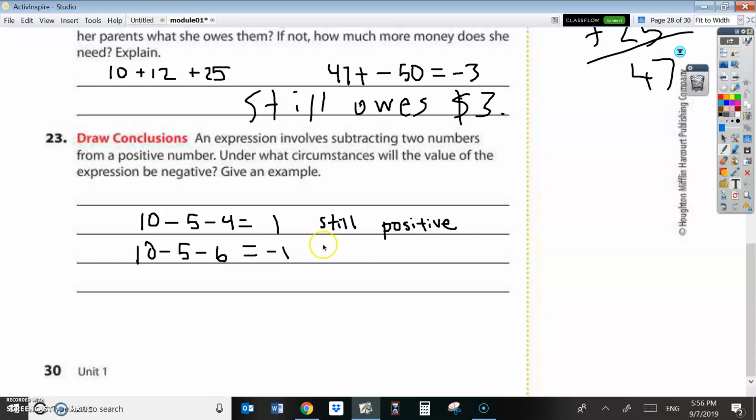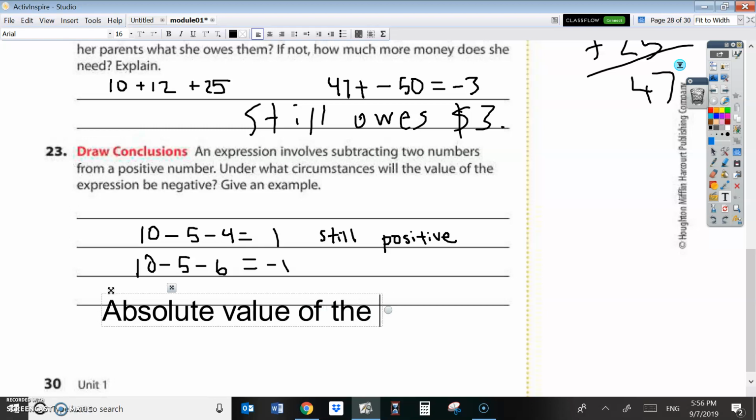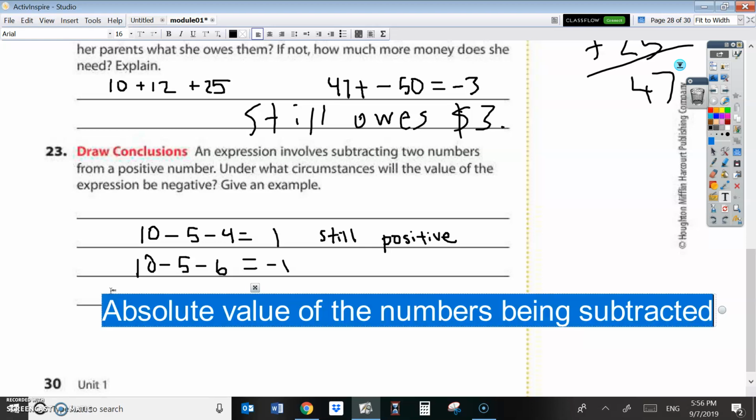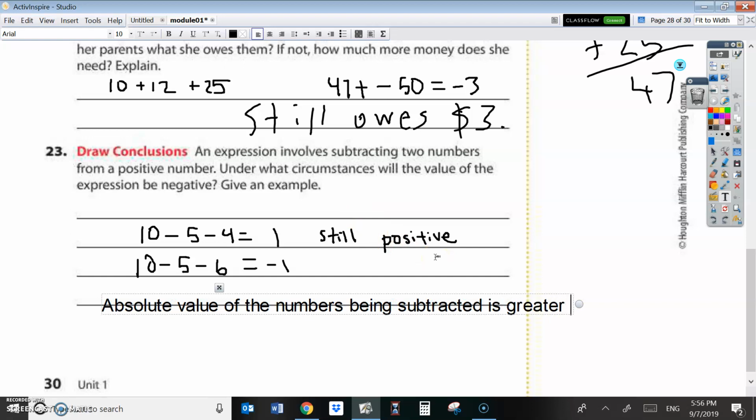So it is negative because the absolute value of the numbers being subtracted is greater than the original positive number.